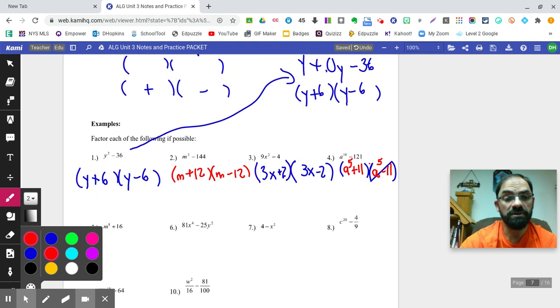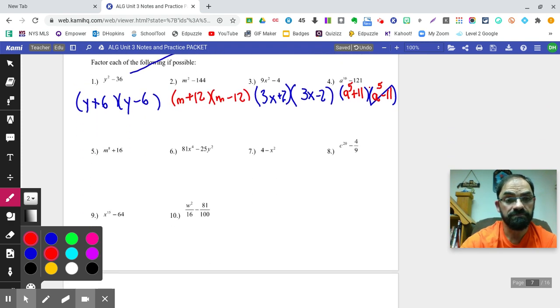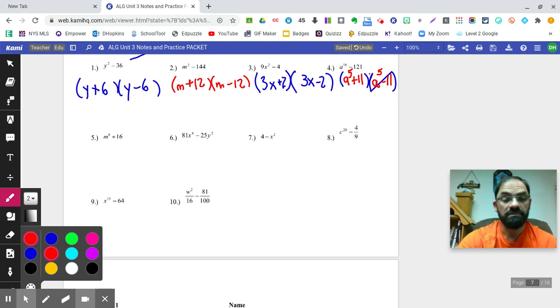Let's look at a couple more. M to the 8th plus 16. Since that's separated by a plus sign, I cannot factor it. This is as far as I can go. Kind of a trick question. So let's move on to the next one.